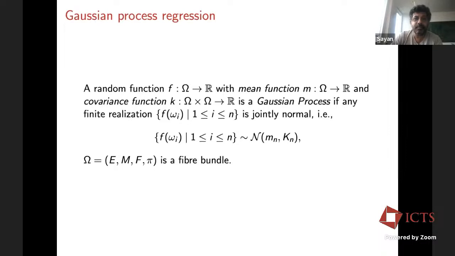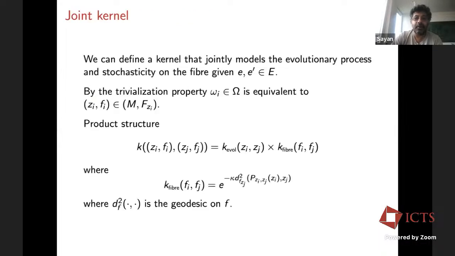And then, because you have this fiber structure and this conditional independence, you can write down a joint Gaussian process or kernel on the evolutionary model and your fiber. And your fiber is just the cost of moving from one shape to another shape.